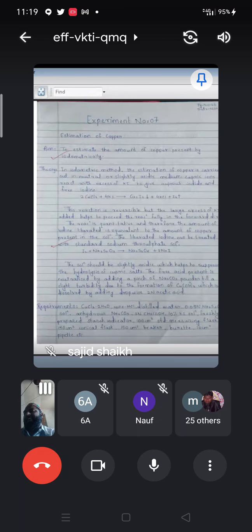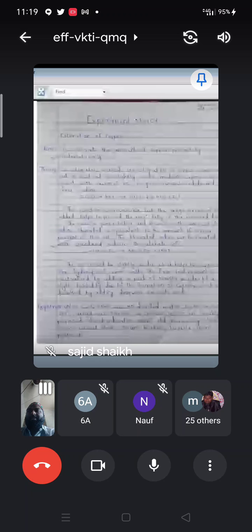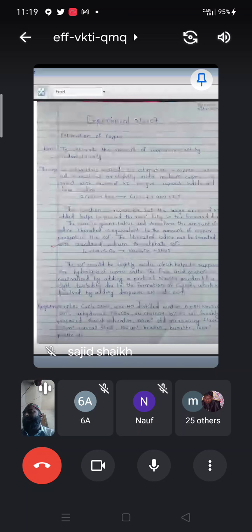The liberated iodine can be titrated with the standard sodium thiosulfate solution, that is Na2S2O3 solution. When I2 reacts with Na2S2O3, it gives Na2S4O6 plus twice NaI, sodium iodide.